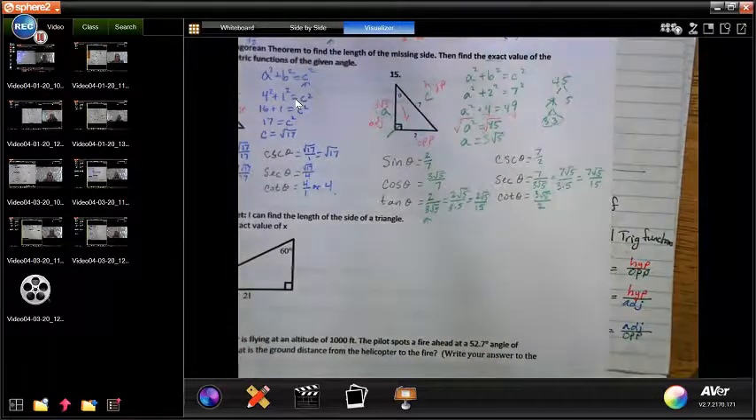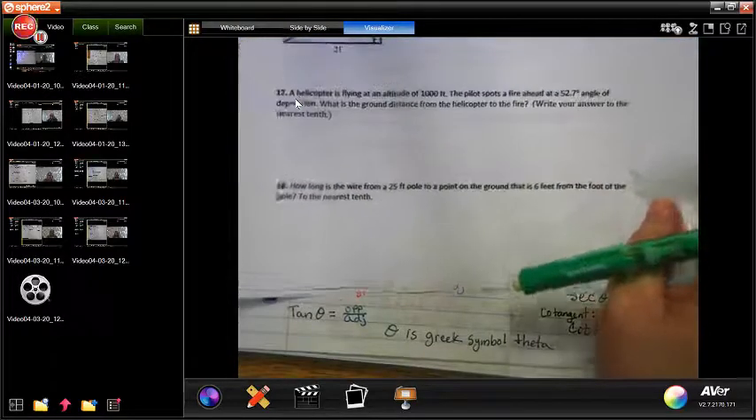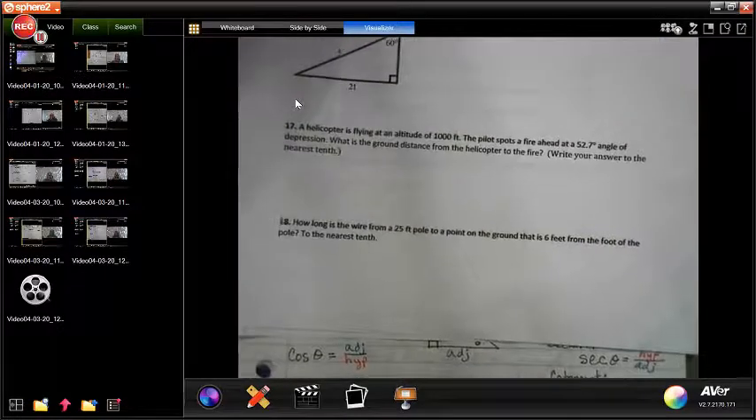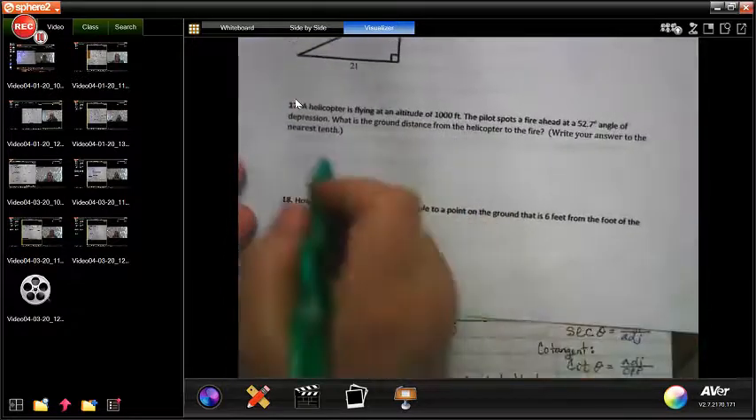Okay, I'm going to skip number 16 for now. Numbers 17 and 18. Now let me redo this. So, there. 17. Here we have a helicopter.